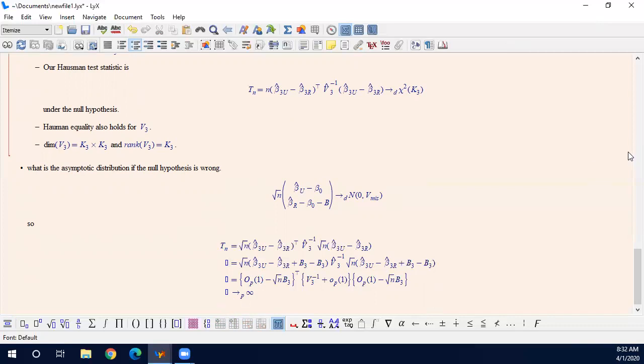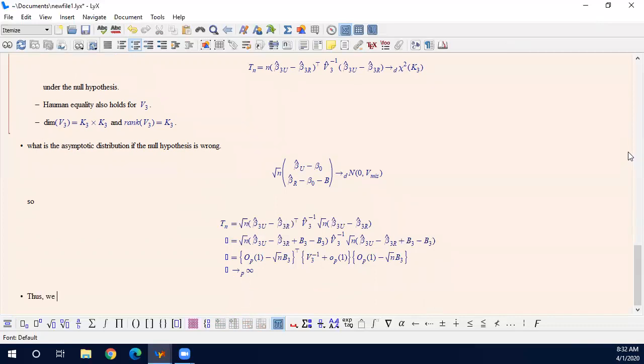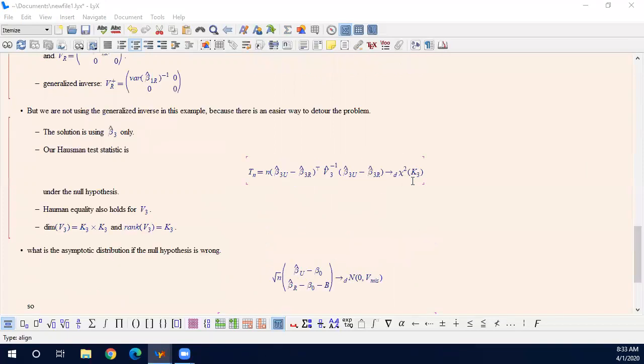Thus we reject if Tn is too large. So reject the null hypothesis if the test statistic is too large, because it will converge to infinity when the null hypothesis is wrong. So if it's too large, reject. That's the idea. Otherwise it will be a chi-square distribution.